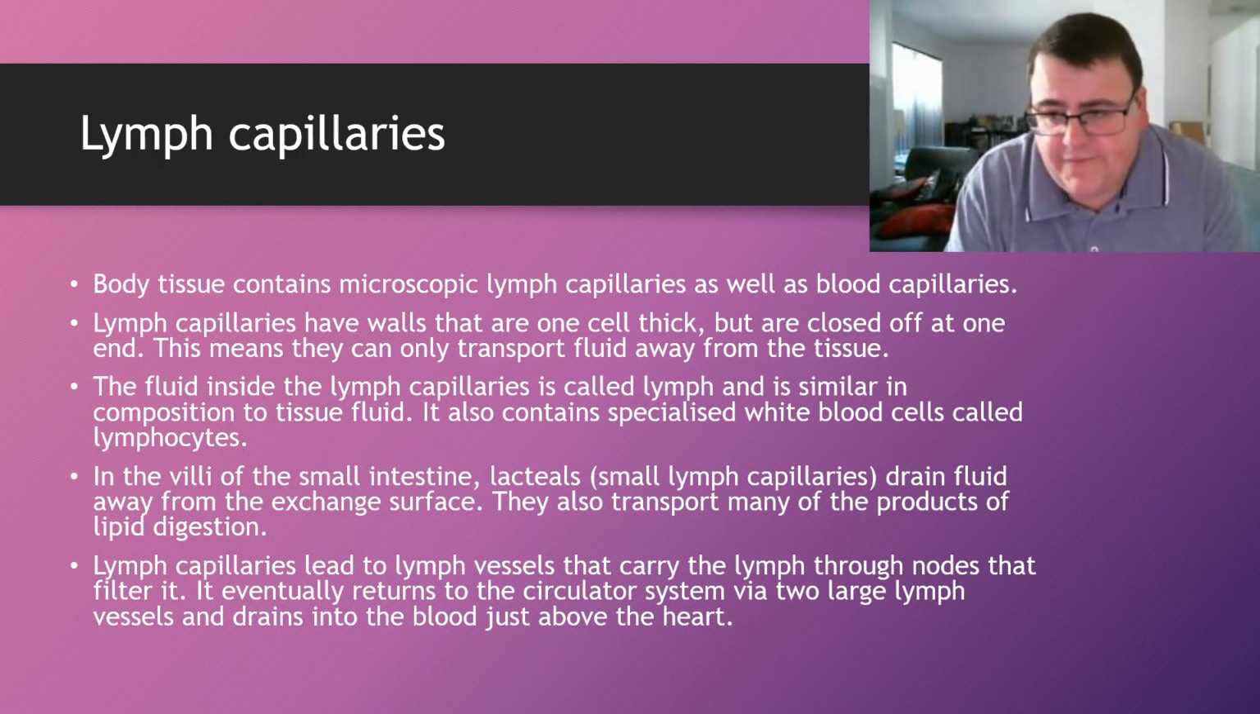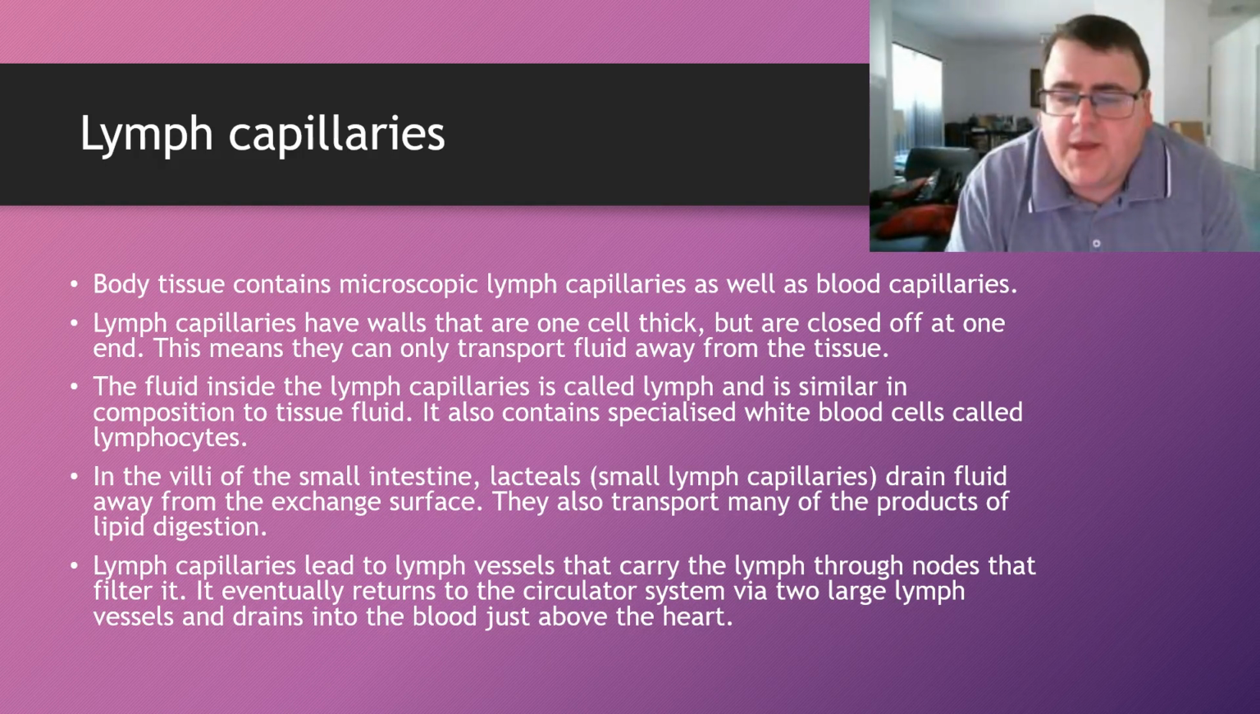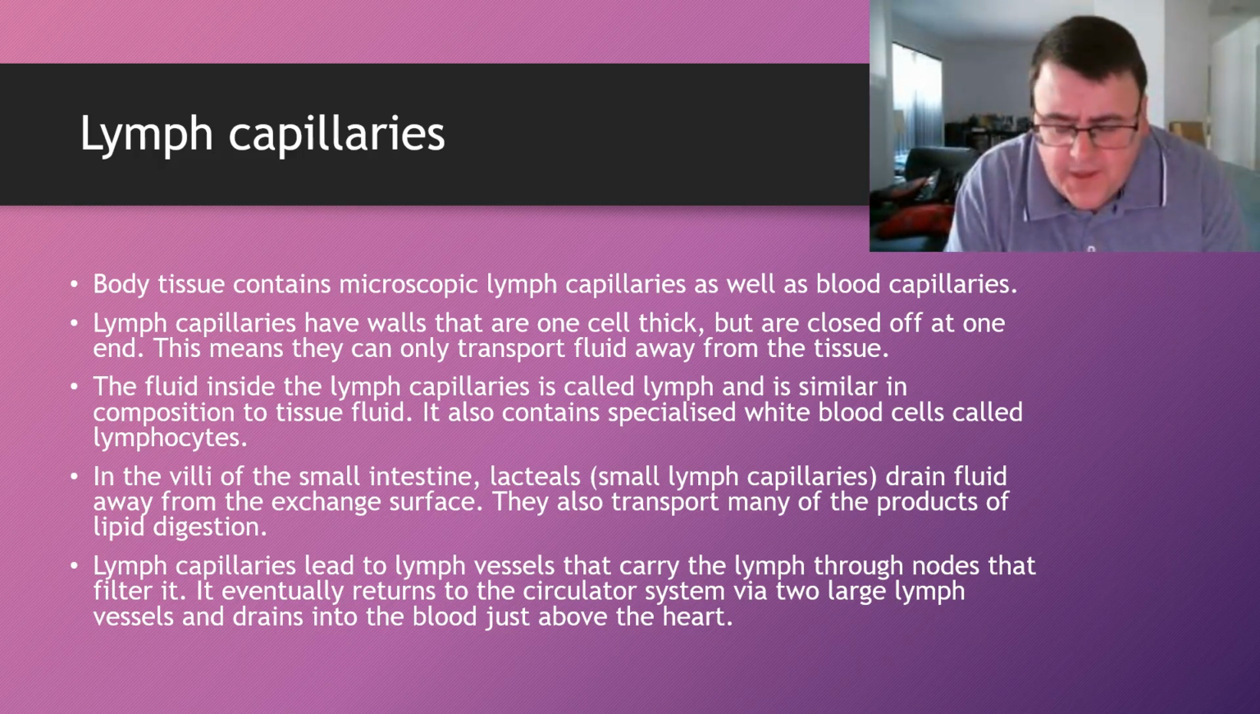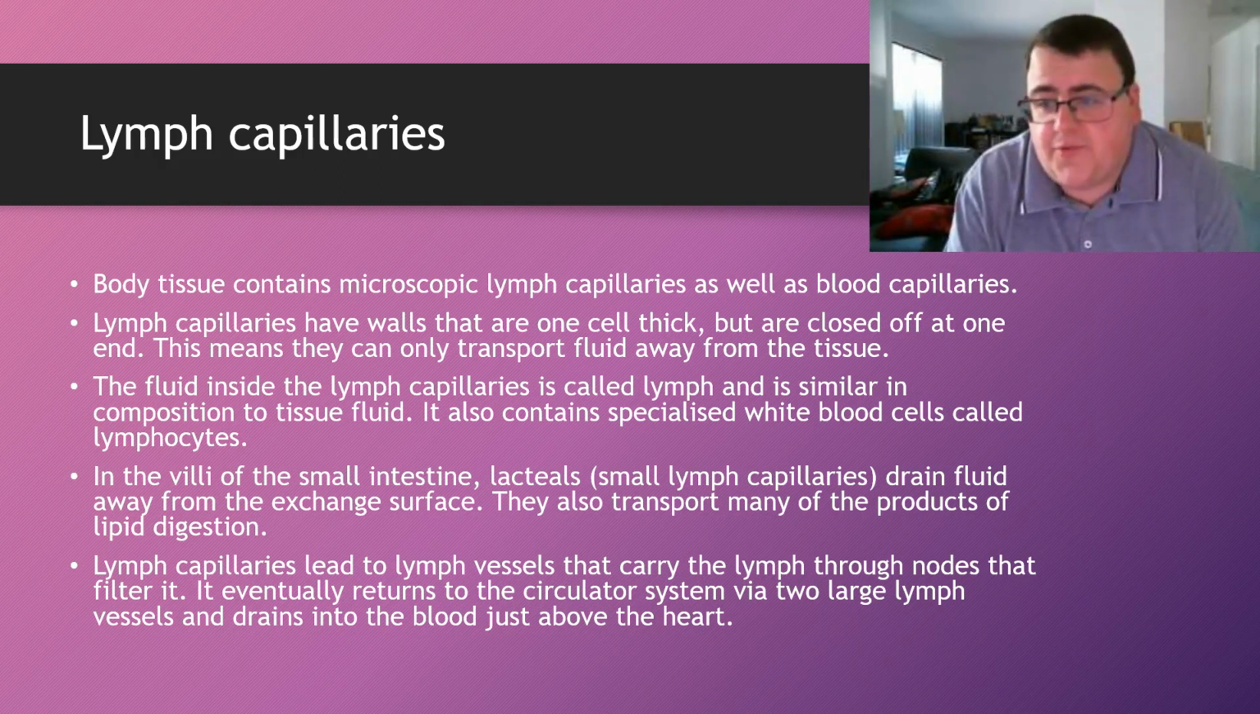All that fluid that's inside lymph capillaries is called lymph, and it's similar in composition to tissue fluid. In addition, it also contains white blood cells called lymphocytes, which we looked at in infectious diseases. Now, the villi of the small intestine have lacteals, which are small lymph capillaries inside their villi, which drain fluid away from the exchange surface. That also helps because it transports many of the products of lipid digestion, removing them from the blood and the small intestine.